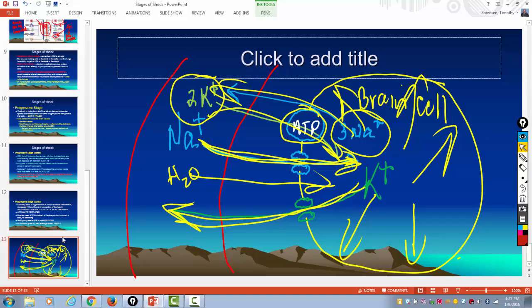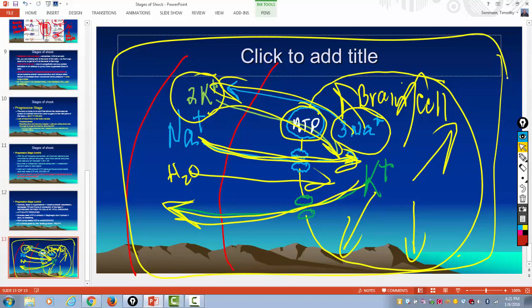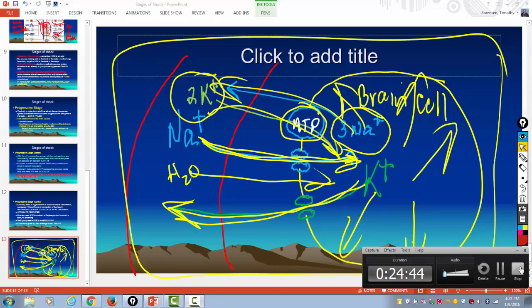So people don't understand this, and I'm hoping you do now, that the most sensitive part of your body to drops in pH and fluid shifts is your brain. So they can have their other organs working, but as people would say, the lights are on, but nobody's home. So those are the stages of shock. I hoped it helped, and good luck.